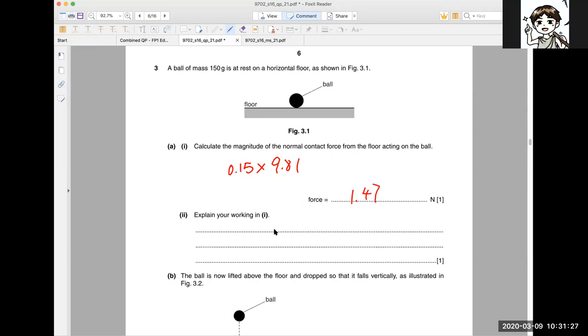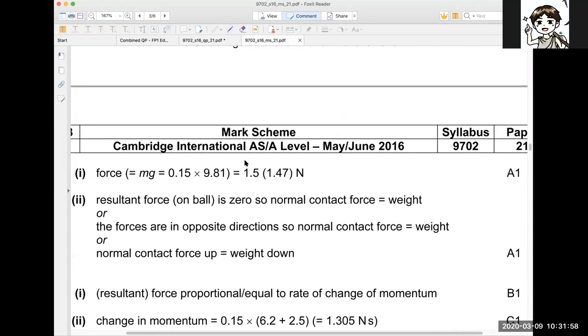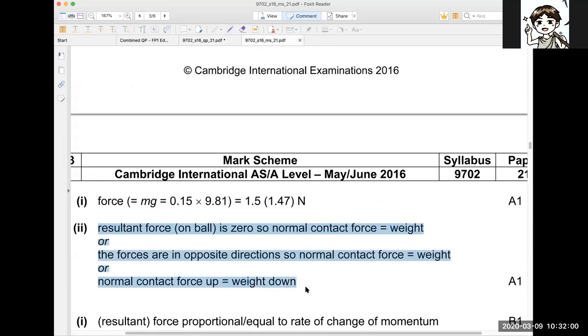Explain your working. This is the most difficult part, is it? Because you say it rests on the floor, so there's no net force. The upward force balances the downward force. Then maybe let's have a look at the marking scheme. You can say either one and it will give you 1 mark.